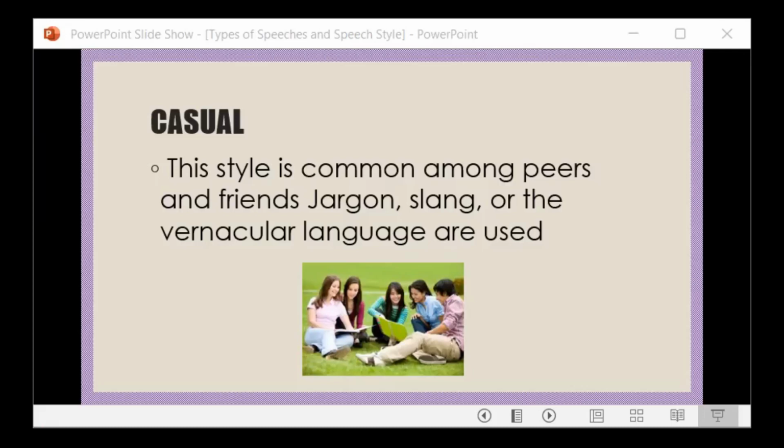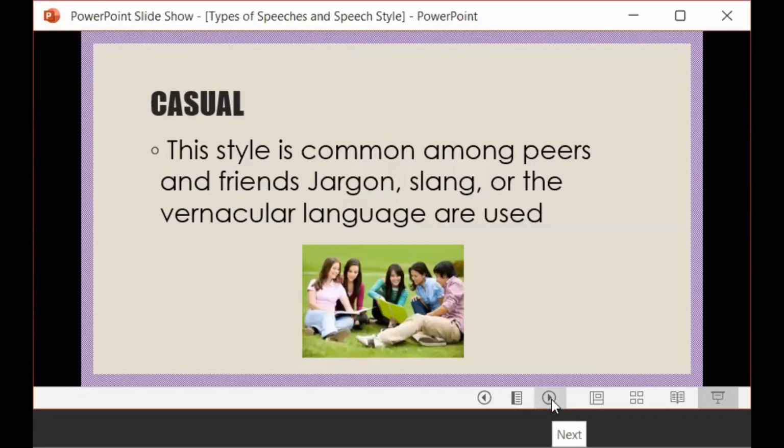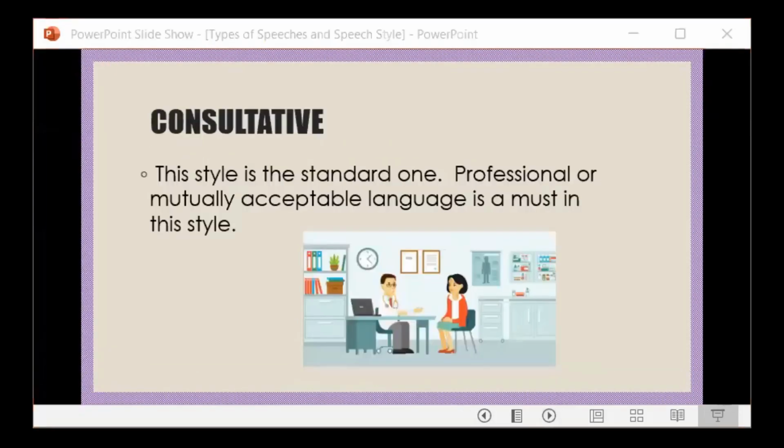And another speech style, the third one, is what we call the consultative speech style. This style is the standard one. Professional or mutually accepted language is amassed in this speech style. When we are talking about consultative, this is used in semi-formal communication. Earlier, in a casual setting, that's more on informal. This one is semi-formal communication.